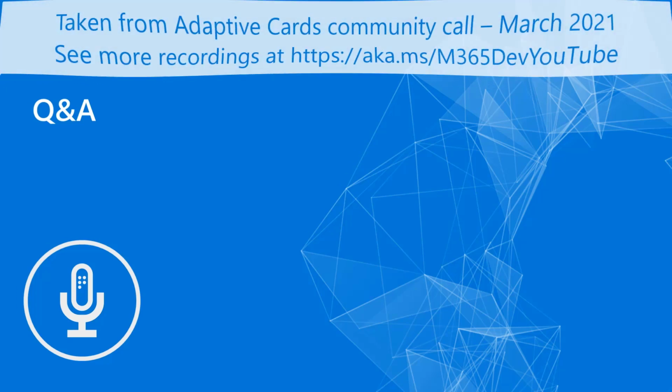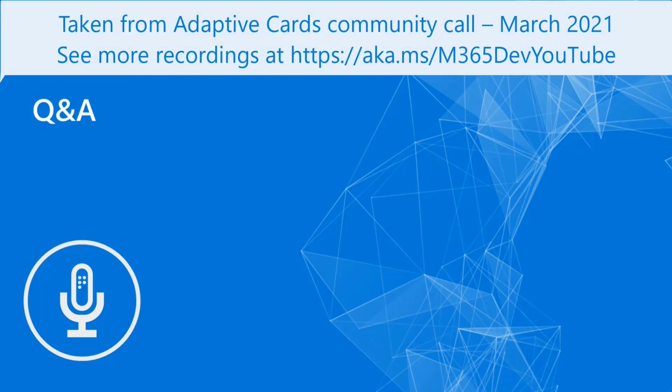Okay, in a nutshell, it's a new type of invoke activity, and it's just going to flow to your bot. You're just going to have to handle type adaptive card / action, is all. Okay, let me connect offline.